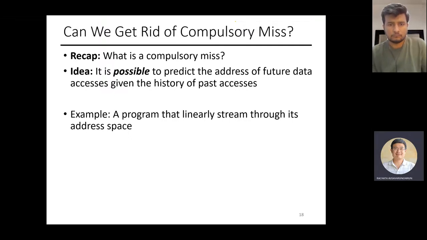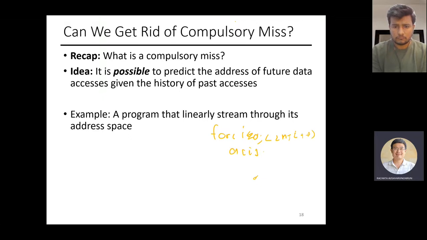Let's say you write a program that does a for loop, for i equals 0, i is less than n, i plus plus, and I access a of i, going through all the elements in my array. This is a common thing that a lot of programmers do all the time in their programs. So the idea is, if we can predict that this trend is common, why can't we prefetch? Prefetch means I'm going to go ahead and bring the data into my cache ahead of time.